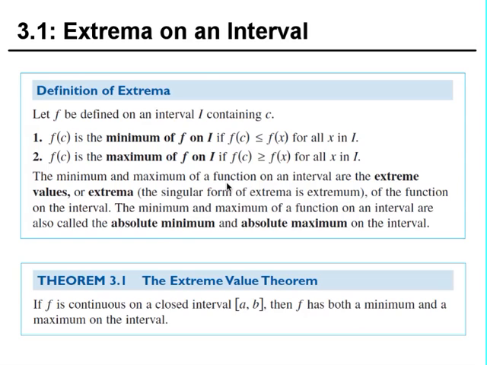Okay, in this next statement it says f of c is the maximum of f on I if f of c is greater than or equal to f of x. So basically it's the maximum if it's the greatest value, if it's bigger than everything else in the interval. Okay, so the maximum and minimum of a function on an interval are the extreme values, or extrema. They are also called the absolute maximum and absolute minimum.